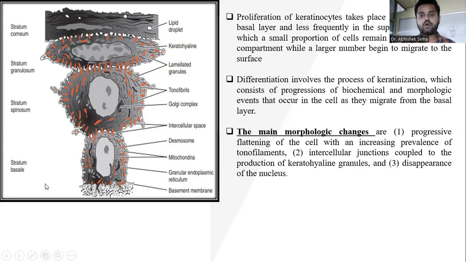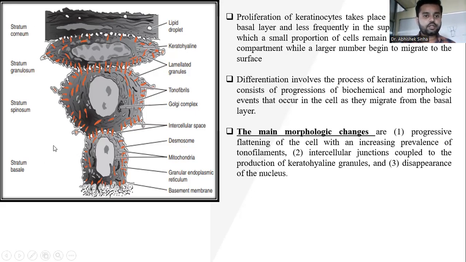So differentiation involves the process of keratinization, which consists of progressions of biochemical and morphologic events that occur in the cell as they migrate from the basal layer. Main morphologic changes are progressive flattening of the cell with an increasing prevalence. What are we discussing here? The main morphologic change. That means right from the basal layer, where the cells are being produced, up to spinosum, granulosum, corneum.